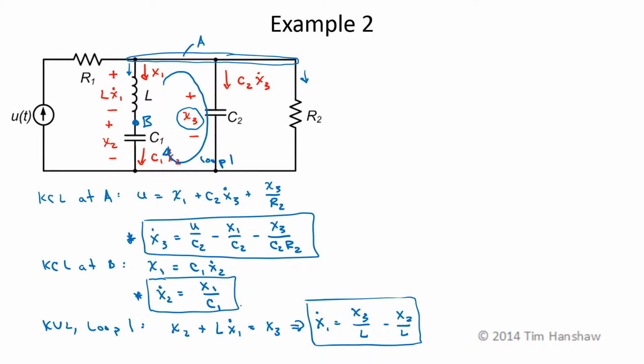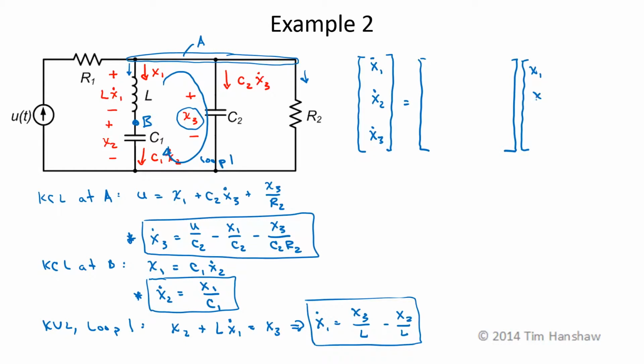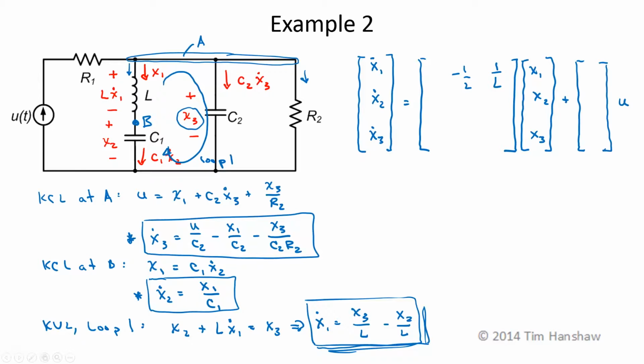These equations are easiest to deal with if they're placed in matrix form. So let me write my matrices: x1 dot, x2 dot, x3 dot is some 3 by 3 matrix A times x1, x2, and x3 plus some column vector B times u. The first equation is this one down here. So x1 dot is equal to 1 over L times x3 minus 1 over L times x2. There's no x1 in this equation, so I can multiply that by a 0. There's no u, so I can multiply that by a 0.